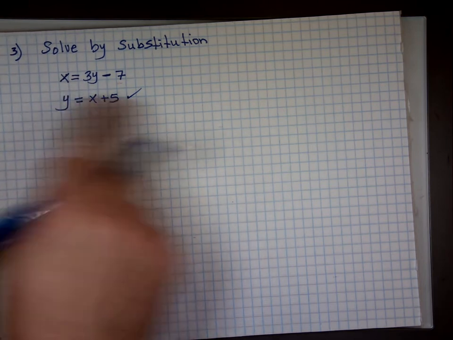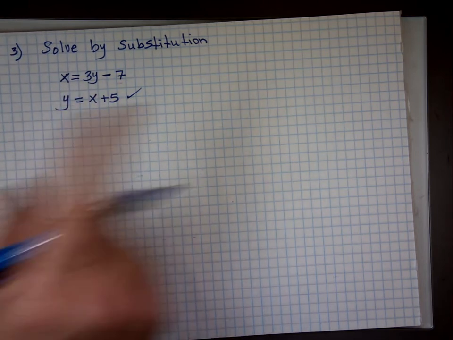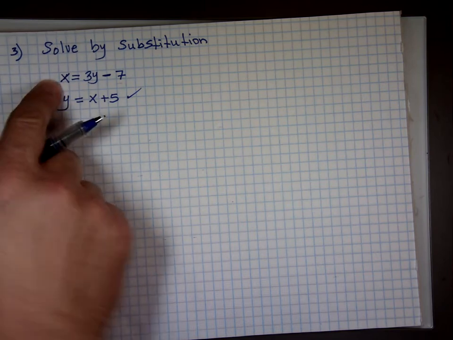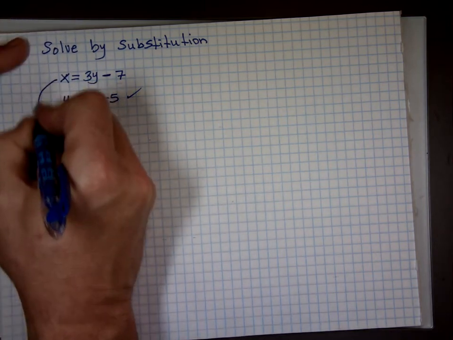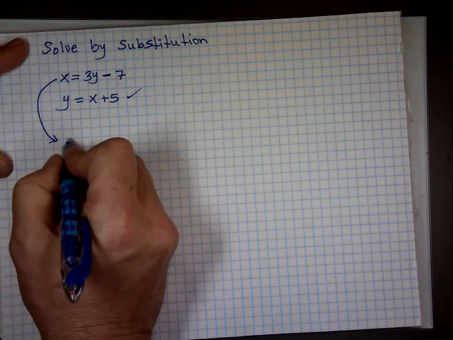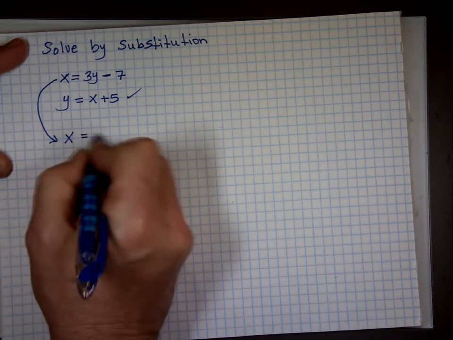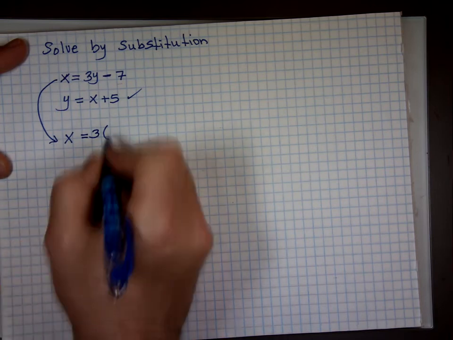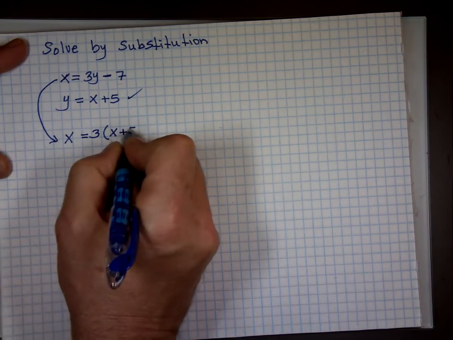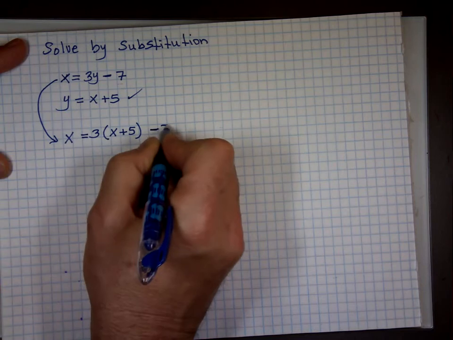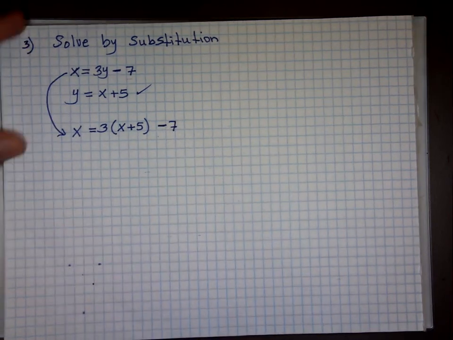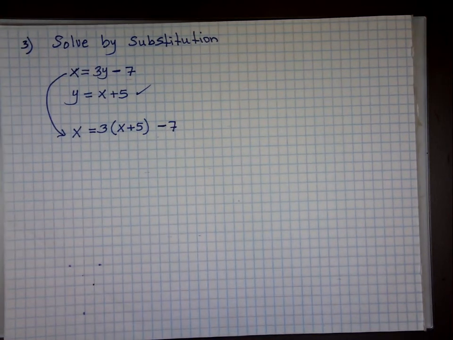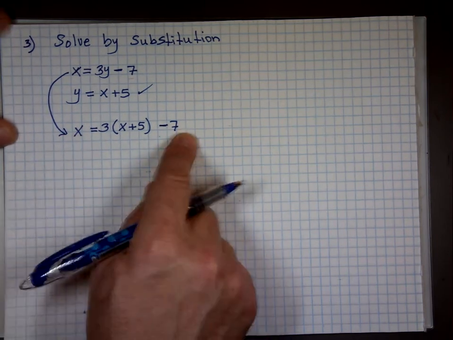Since he picked this equation for y, you need to go to the other equation, which is that one now, and replace y by the value equivalent to it. In place of y, you're going to put what? X plus 5. Good, x plus 5. And there is the minus 7. So now let's solve for x, because there's only one unknown in that equation.